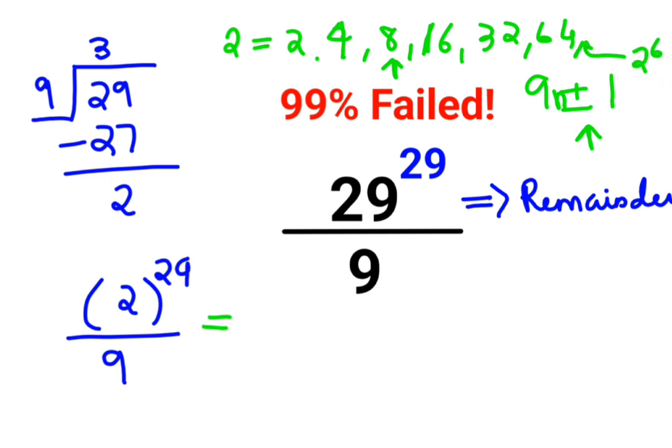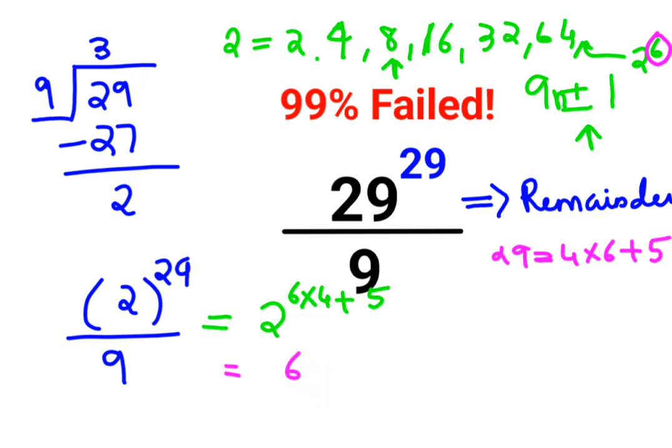So let's write this. We can write this 2 raised to 29 as nothing but what? 6 multiplied by 4 is 24, plus 5, that gets you 29. So basically I have split the index of 29 as nothing but 4 multiplied by 6 plus 5. Now why 6? Because this was 2 raised to 6. So we can do this 2 raised to 6, the whole raised to 4 and plus 5, right? So we'll write it as plus 5.